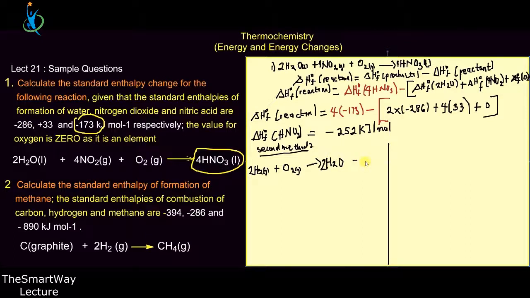negative. Let me just write the value. Negative 286. That's the value I have. Okay, so that's the value I have for the formation of water. Now let's write the next one, the nitrogen dioxide.